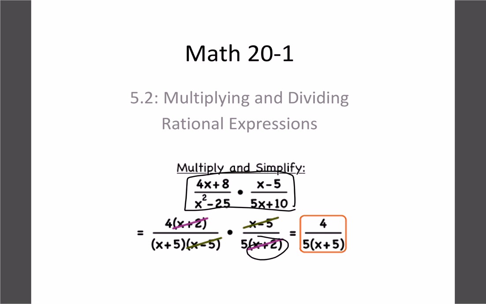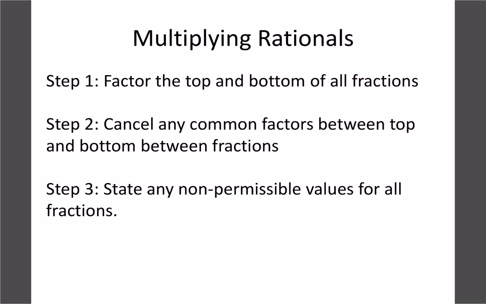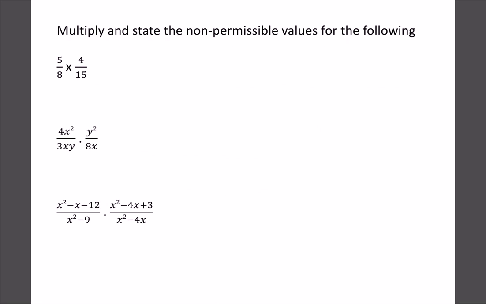So you can see the x plus 2 of one cancels with the x plus 2 of the other, and the x minus 5 goes across the multiplying sign. So a lot of the stuff we're going to do will be exactly the same. If you remember back to simplifying, the first step was to factor everything as much as you can. Then we would cancel factors, but now we can actually cancel in between fractions. As long as one's on the top, one's on the bottom, you can cancel anywhere. And then we do all of the non-permissibles for both fractions. We're still looking at the bottom values, but for both.